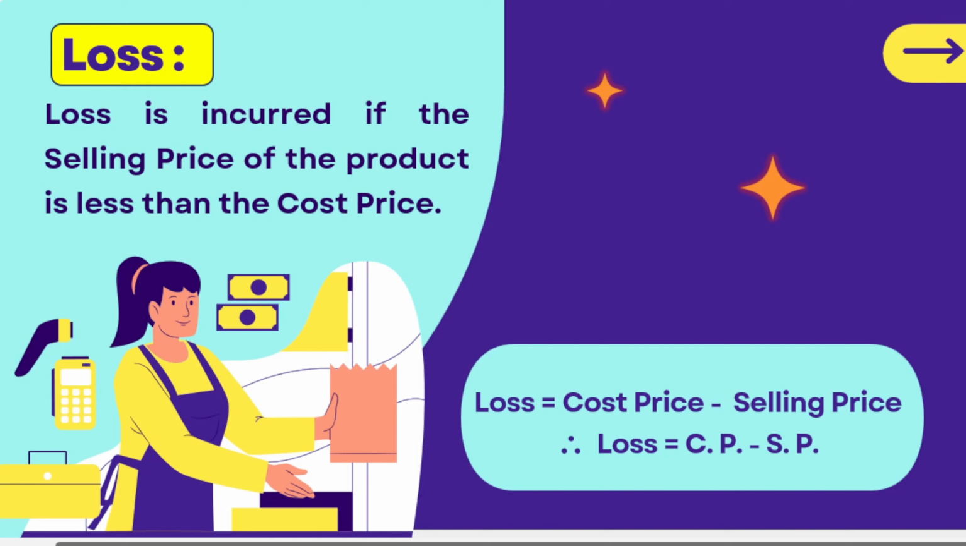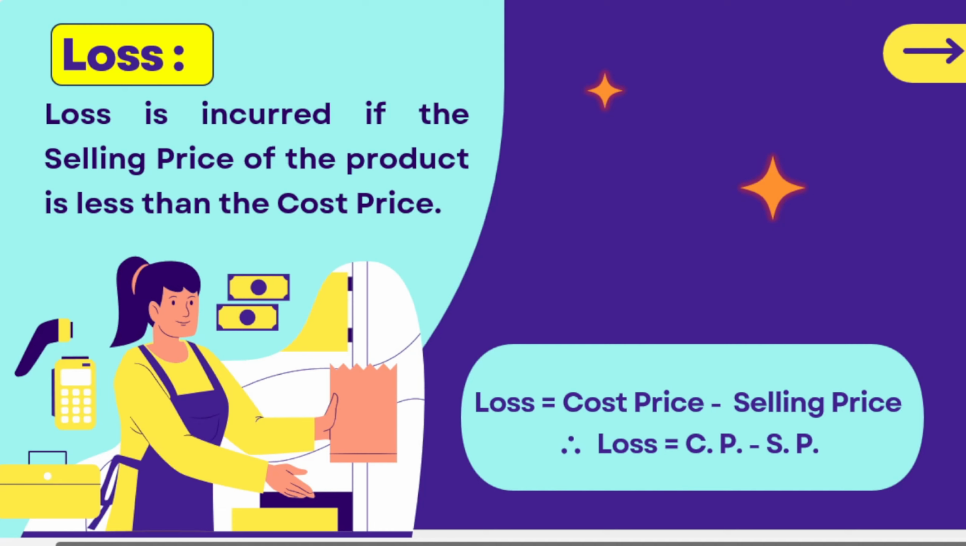If the shopkeeper sells the goods to the customers at a price less than the cost price, then the shopkeeper suffers a loss, and the loss is equal to the difference between the cost price and the selling price. Hence, for the selling price less than the cost price, loss is equal to cost price minus selling price.